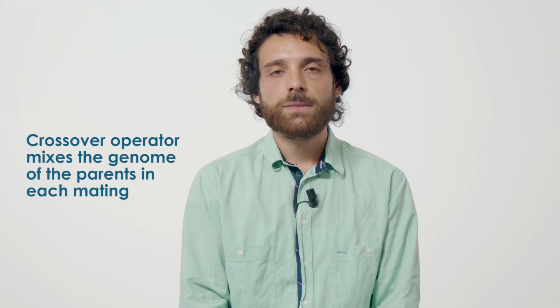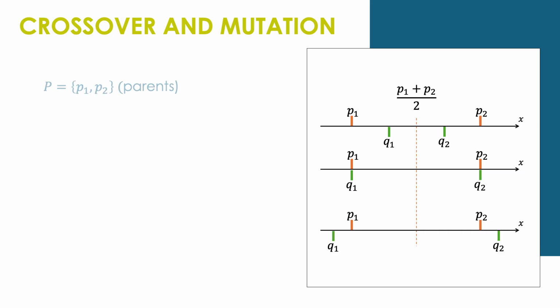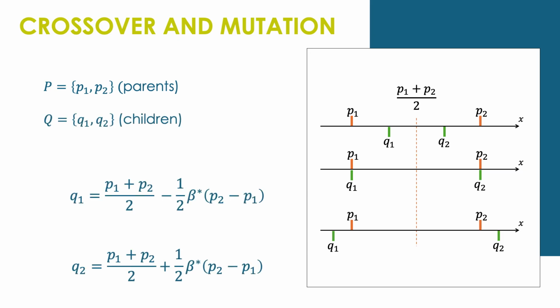For each pair of parents, the crossover operator combines their genome, i.e. their x values. A common crossover operator is simulated binary crossover. Let us consider two parents, P1 and P2. They are combined according to the following expressions to create two children, Q1 and Q2. Basically, the x values of the two children are symmetric with respect to the parents' average value.